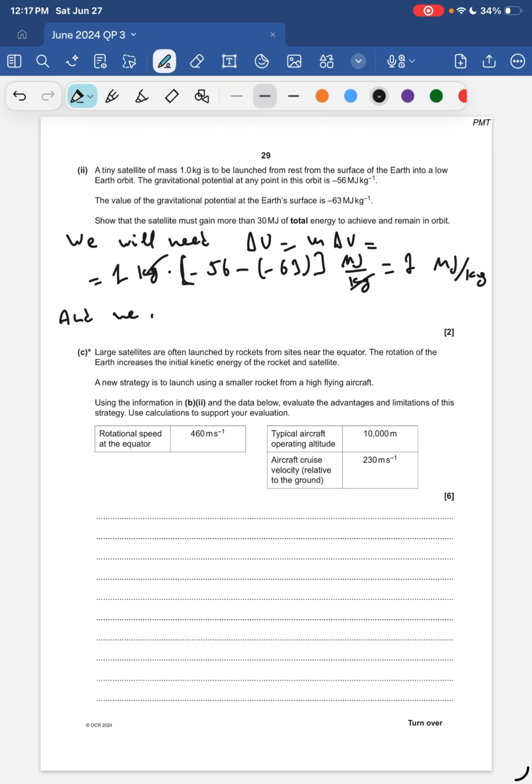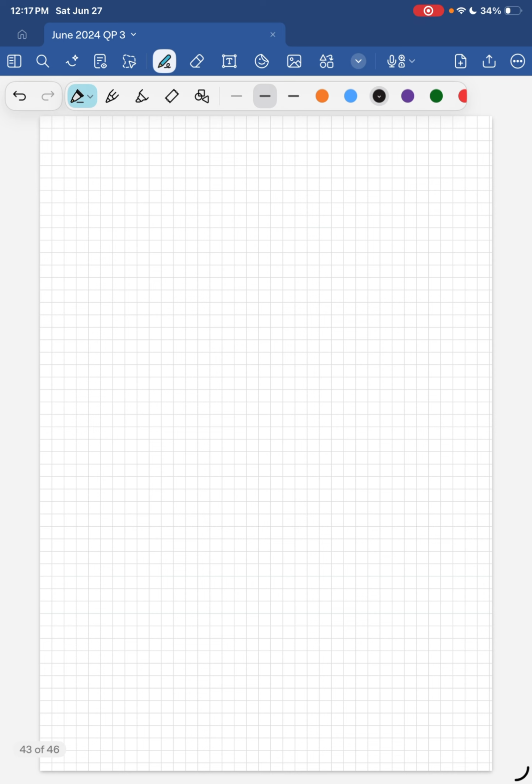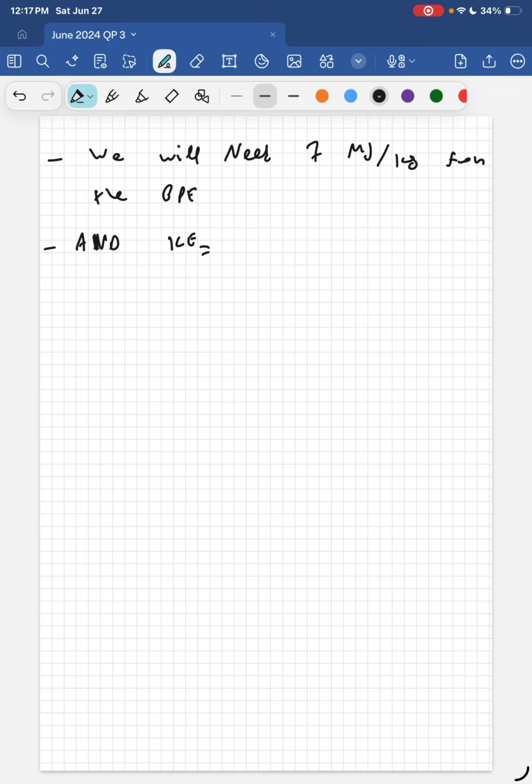And we will also need a kinetic energy, which is going to be equal to the potential energy at that orbit over 2. So the gravitational potential energy at that orbit is going to be the absolute value of minus 56, over 2. Actually, let me use a clean page because everything is crammed there. So again, let's summarize. We will need 7 megajoules per kilogram from the GPE, and the kinetic energy equal to 28 megajoules for the KE of the satellite in its orbit.